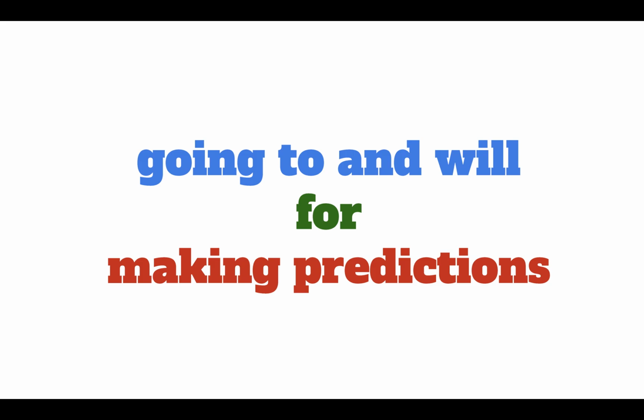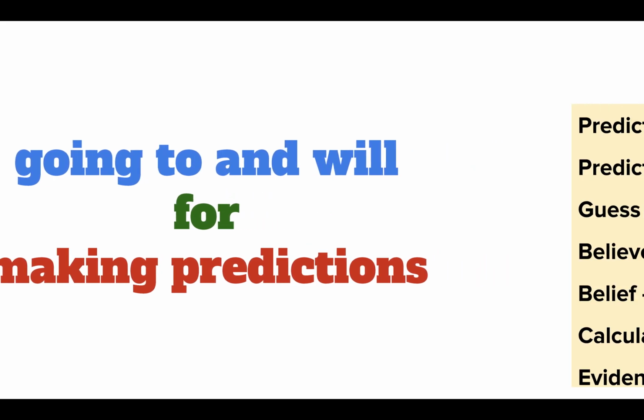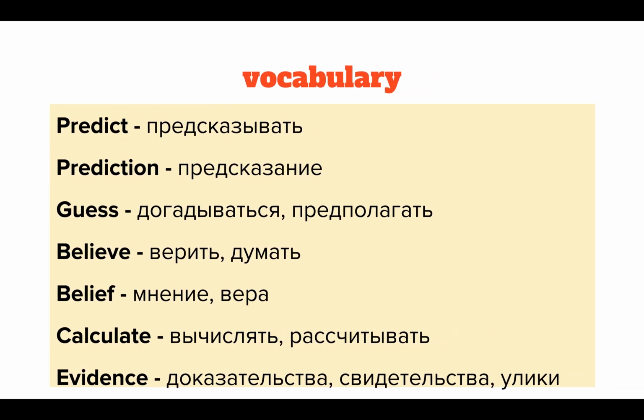Today, I am going to show you different ways we use going to and will in English grammar for making predictions. So, the aim of our lesson is to review and practice verb forms we use to make predictions about the future. To achieve our aim, we should revise some vocabulary.